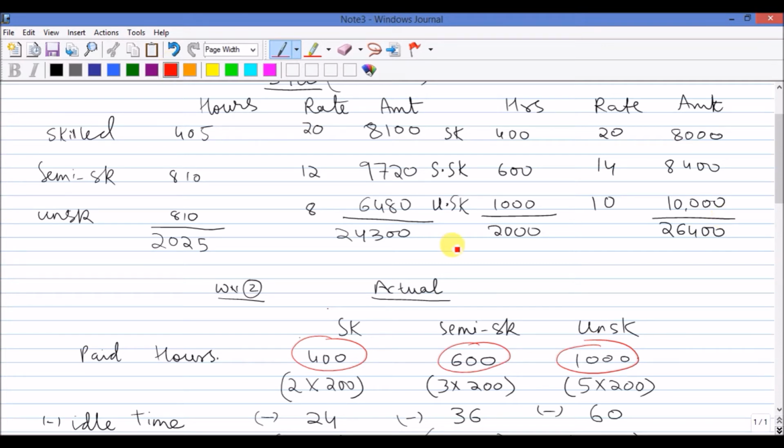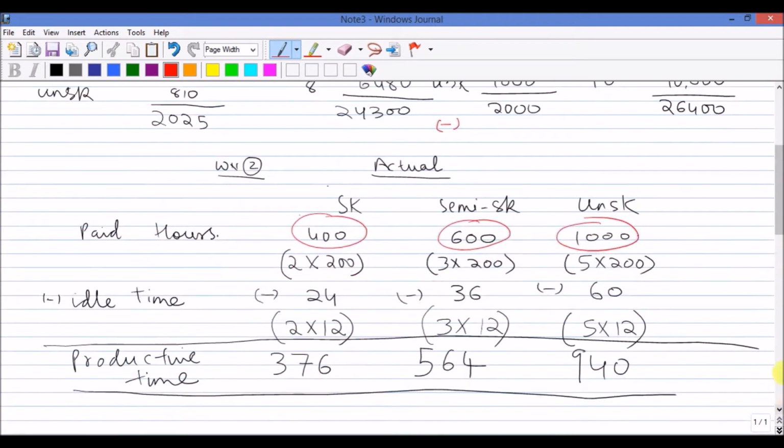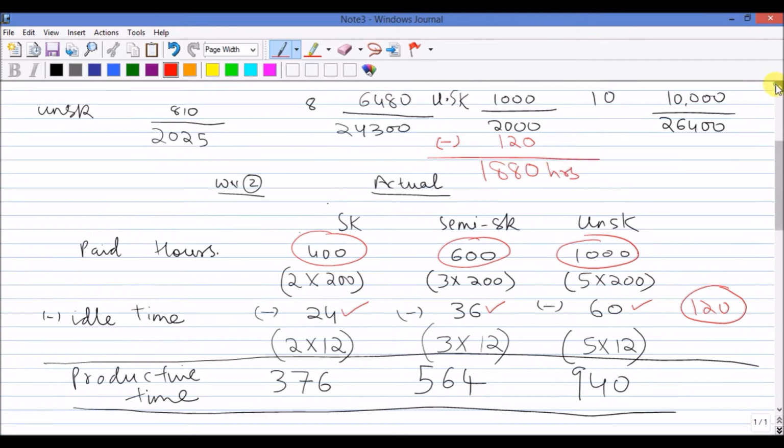Then what I need to do is subtract the abnormal time here only. So how much is the abnormal time? 24, 36 and 60. So total abnormal time is 24, 36 and 60, that's 120 hours. So 120 hours is the abnormal time. So what is the productive time? 2000 minus 120, so 1880 hours is the productive time.